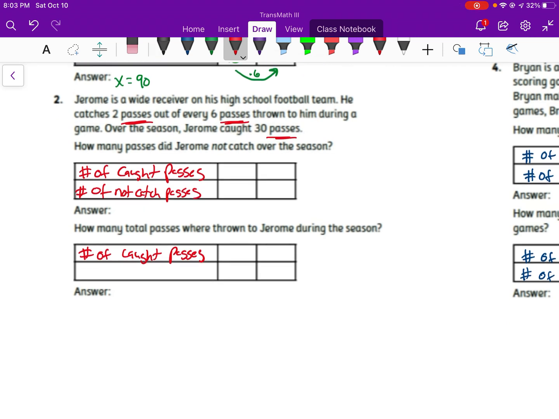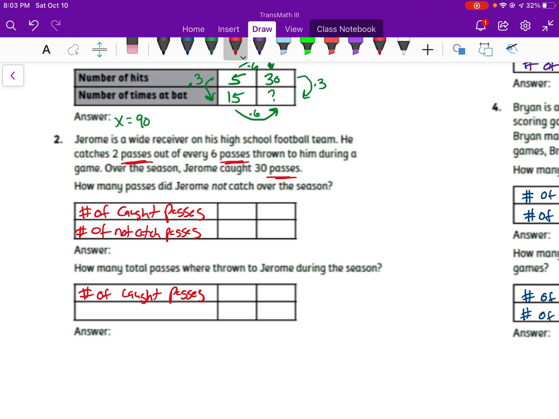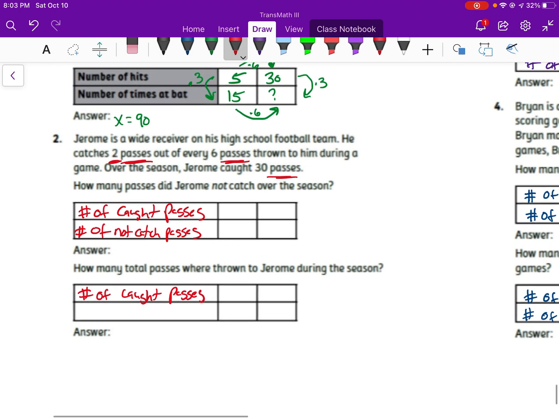And then, okay, so number of caught passes. Jerome catches 2 passes for every 6 passes thrown to him. Okay, so that's the number of times it was thrown to him. So if he caught 2 of them, that means he missed 4 of them. Okay, so now over the course of the season, Jerome caught 30 passes.